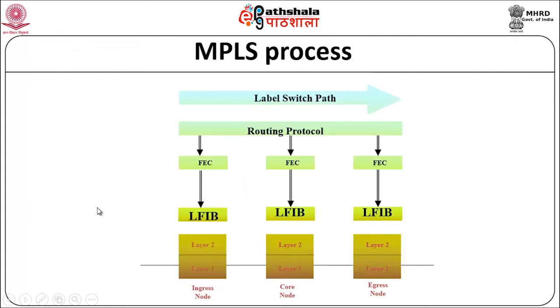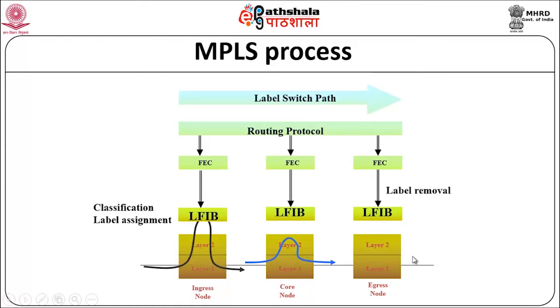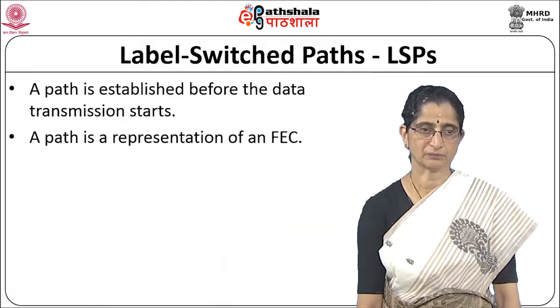So if you look at what is happening along the label switch path, at the ingress node, classification, label assignment, everything gets done. You look at the LFIB and do all the necessary label assignment. At the core nodes, only label switching is done, right? Only label swapping is done. And at the egress node again, label removal is done. Here again the LFIB will be contacted. So this is basically what happens.